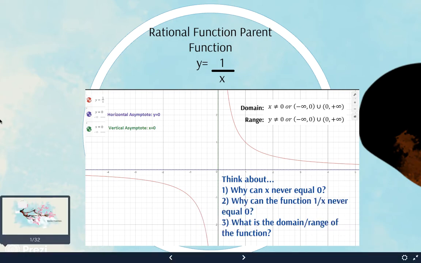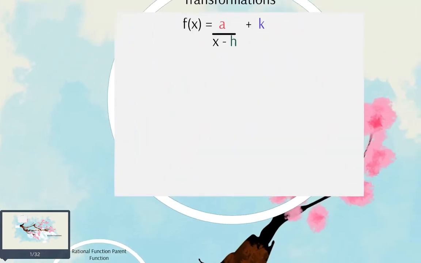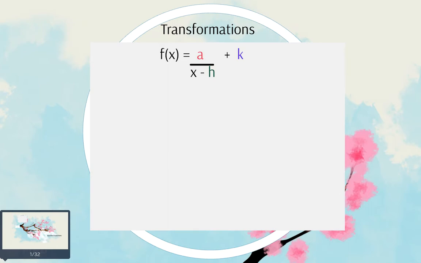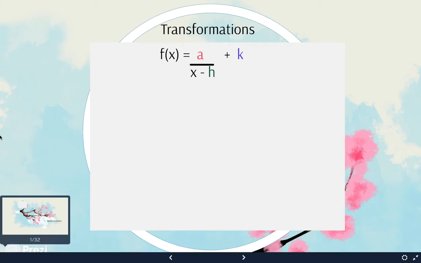Okay, but when we have parent functions, we can always move away from the parent functions, which is when our transformations come in. Like we've been doing, you guys, transformations never, ever, ever change. So when we talk about the a, the h, and the k value, they do the same things as our previous functions. Although they're located in different locations, so be careful with that.